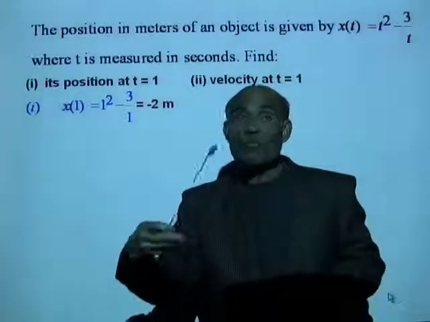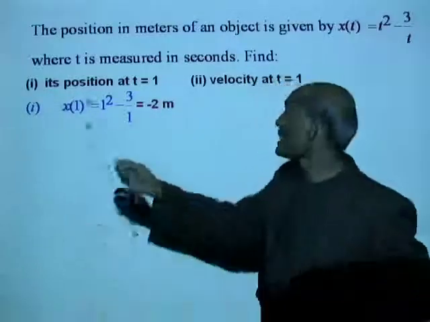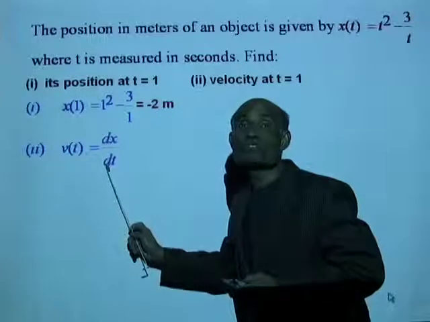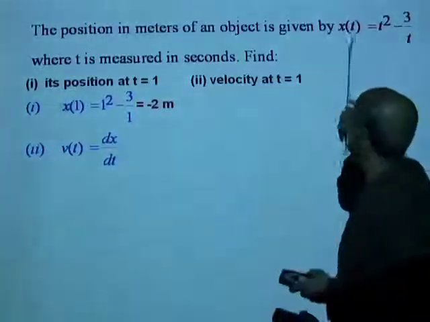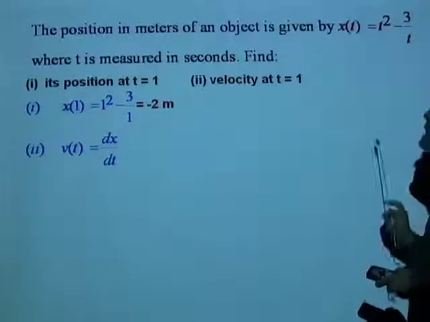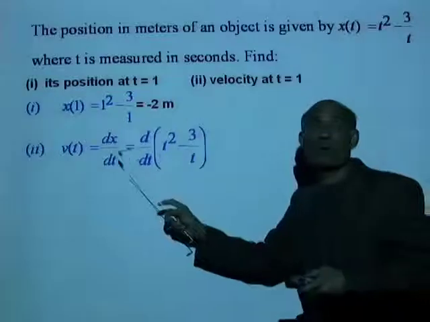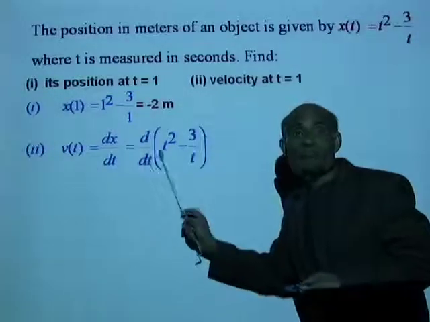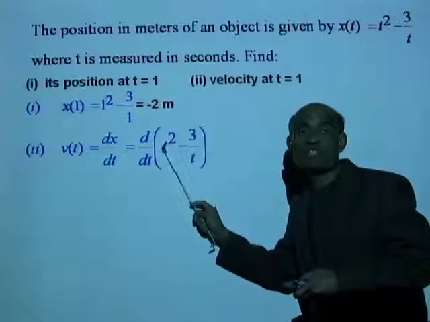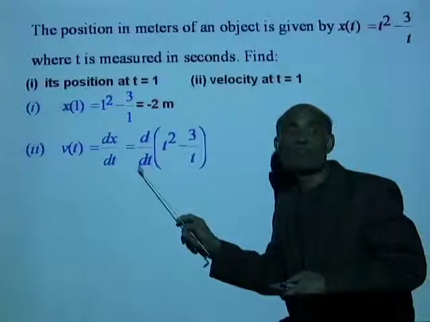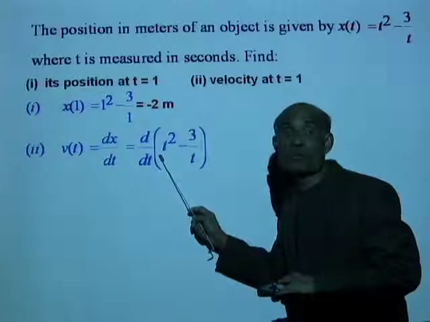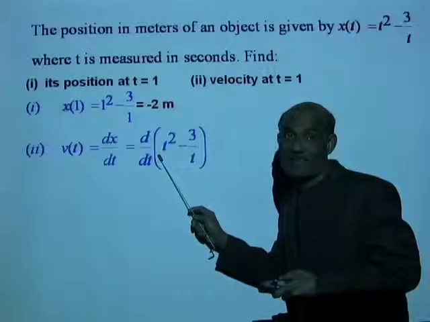And at that time, what is its velocity? That is our second question. And you know that velocity is the derivative of the position function. And the position function is this: x of t is t squared minus 3 over t. So to find the velocity, we find the derivative of that position function. What is the derivative of t squared minus 3 over t with respect to t? We take the derivative of each term. Use the power rule.